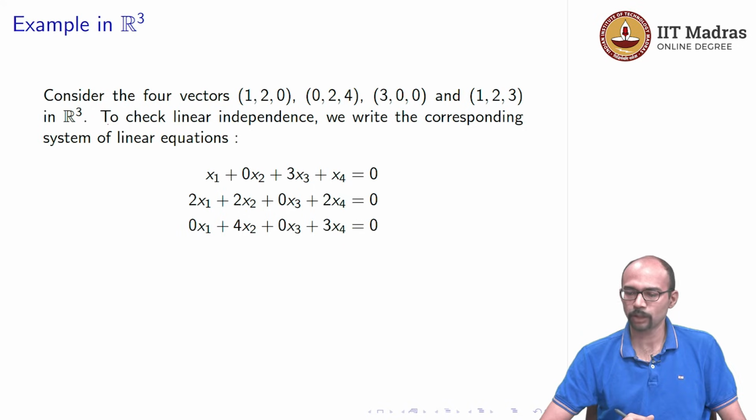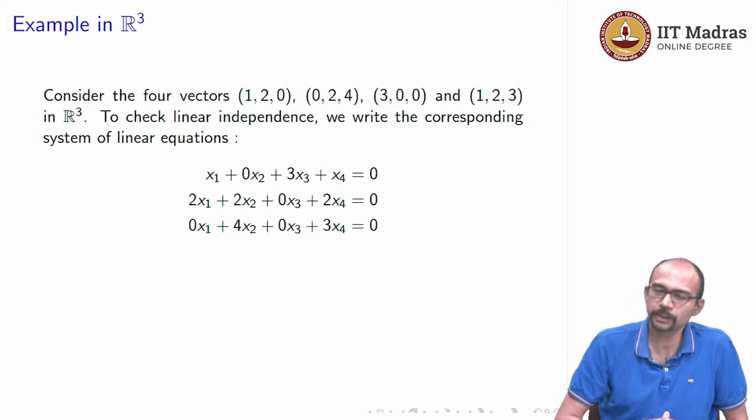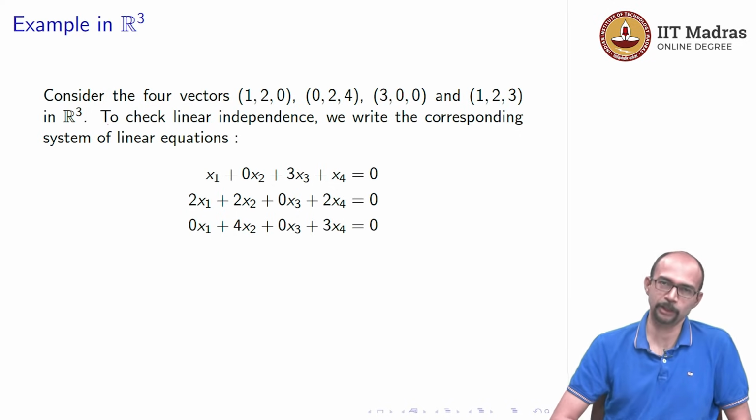Look at the corresponding coordinates. So, we get x1 plus 0 times x2 plus 3 times x3 plus 1 times x4, that is 0, and then 2 times x1 plus 2 times x2 plus 0 times x3 plus 2 times x4, that is 0, and then 0 times x1 plus 4 times x2 plus 0 times x3 plus 3 times x4, that is 0.